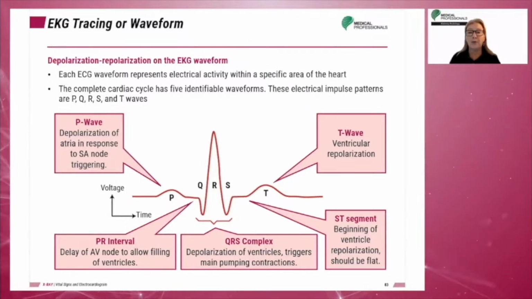Atrial repolarization occurs during ventricular depolarization and is hidden under the QRS complex. The flat portion of the graph between the P and T waves is called the isoelectric line.